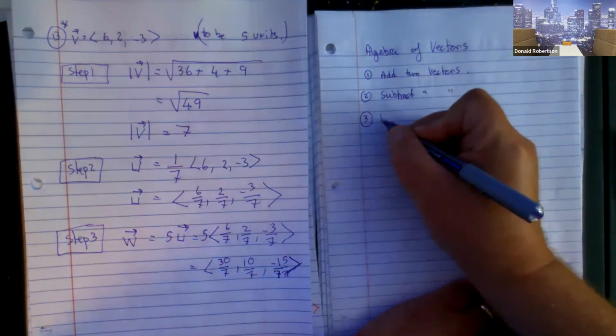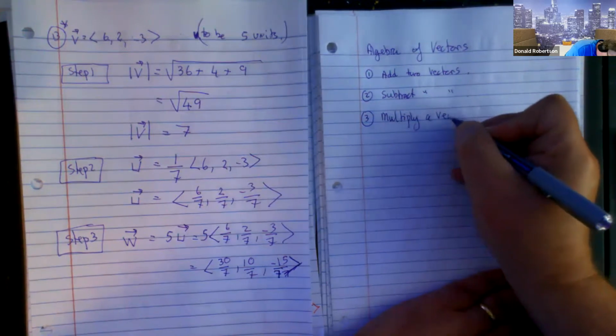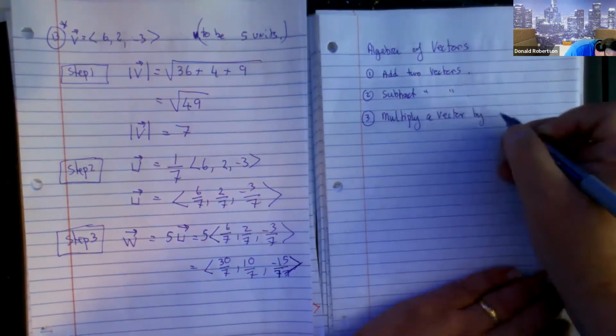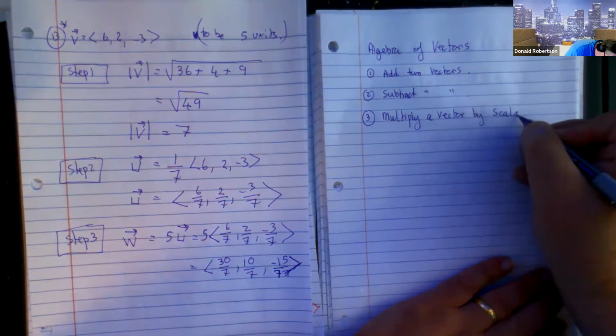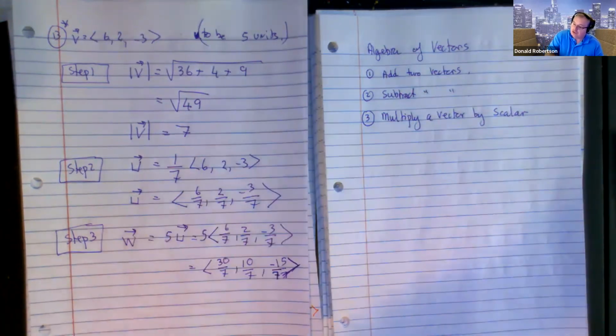Third thing is you can multiply a vector by what they call a scalar. In the language of vectors, scalar just means a single number, like 5 is a scalar, 3 is a scalar, a half is a scalar, -2 is a scalar. So when you multiply a vector by a scalar, they're talking about things that we've actually done, like 2 times this vector, 4 times that vector. That would be multiplying a vector by a scalar.